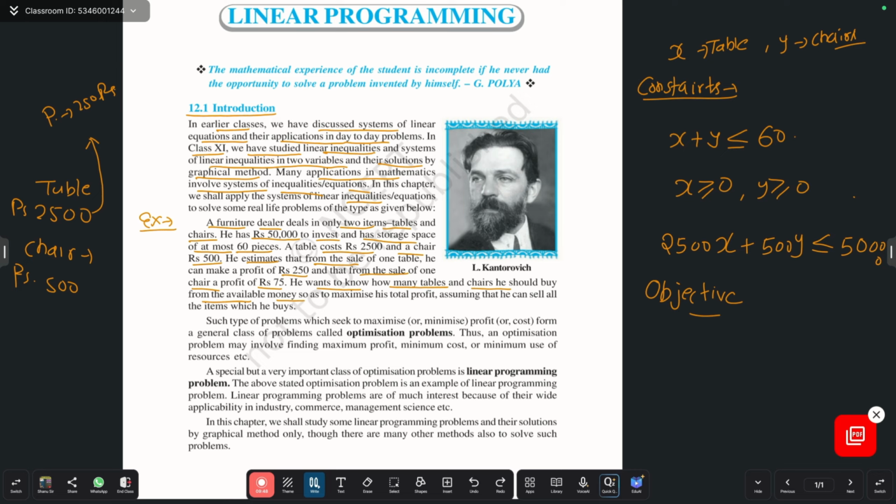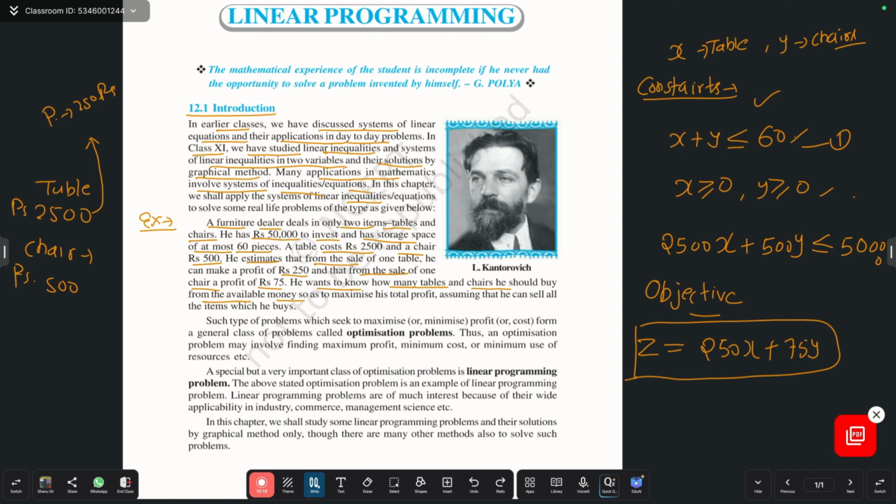So you will say I want to maximize my profit. On selling one table, how much profit he was getting? 250. It means on table 250 rupees profit. So 250x plus 75y. This should be maximum. So you want to maximize this. Suppose this is z. So your problem is to solve this linear programming problem with the help of these constraints. How many constraints? 3 constraints.